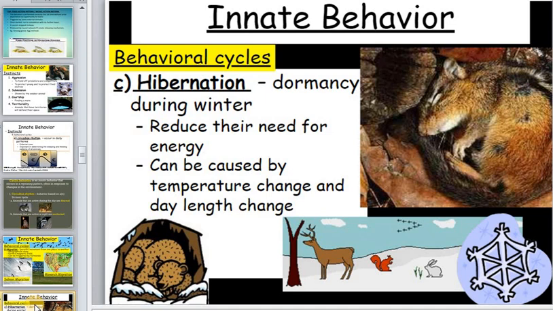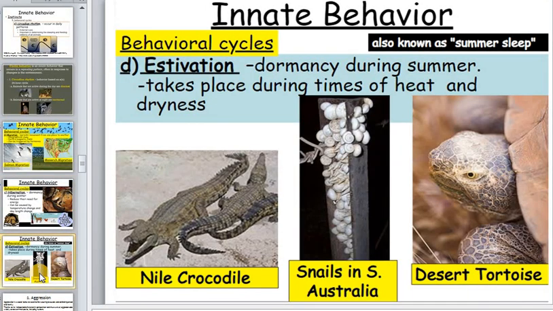It's just sleeping. Some animals sleep all the time during the winter. You reduce the need for energy, and it can be caused by temperature changes, daylight changes, and something else. The very big animals can sleep almost all winter. And something where is the same situation: estivation. It's dormancy during summer, taking place during times of heat and dryness, and even the crocodile can estivate sometimes in a very aggressive area of heat. It's of course the Nile crocodile in Africa.